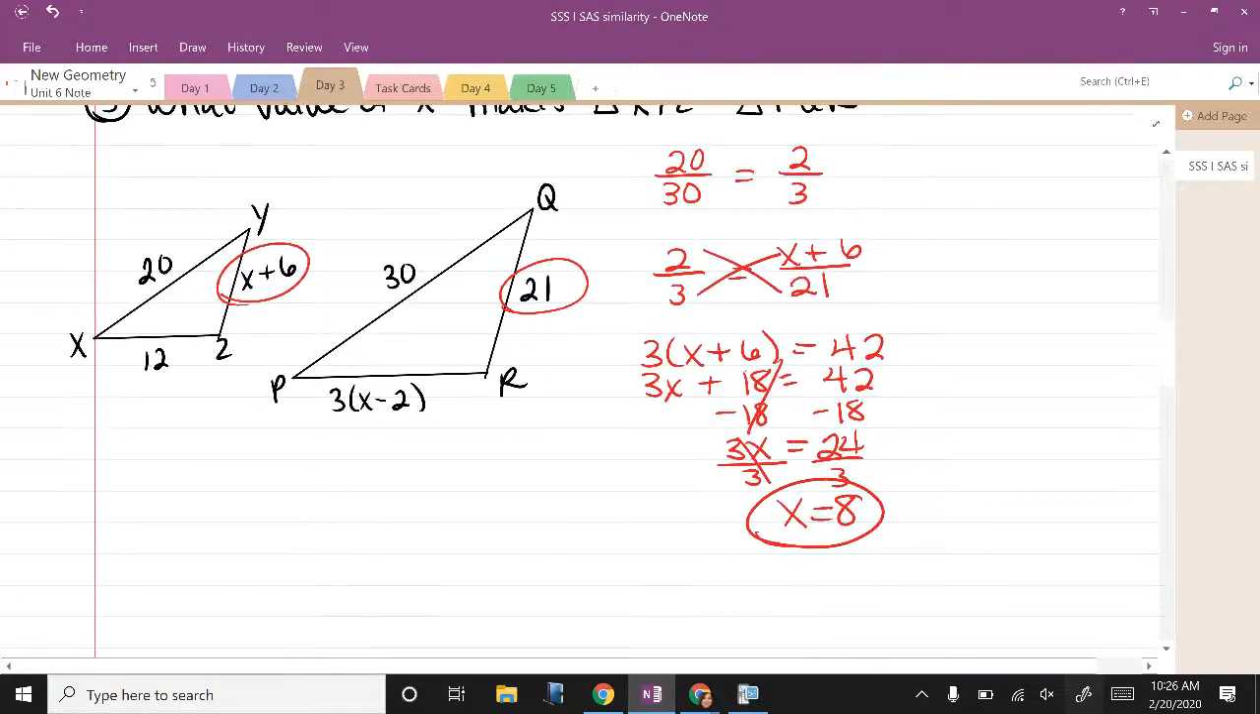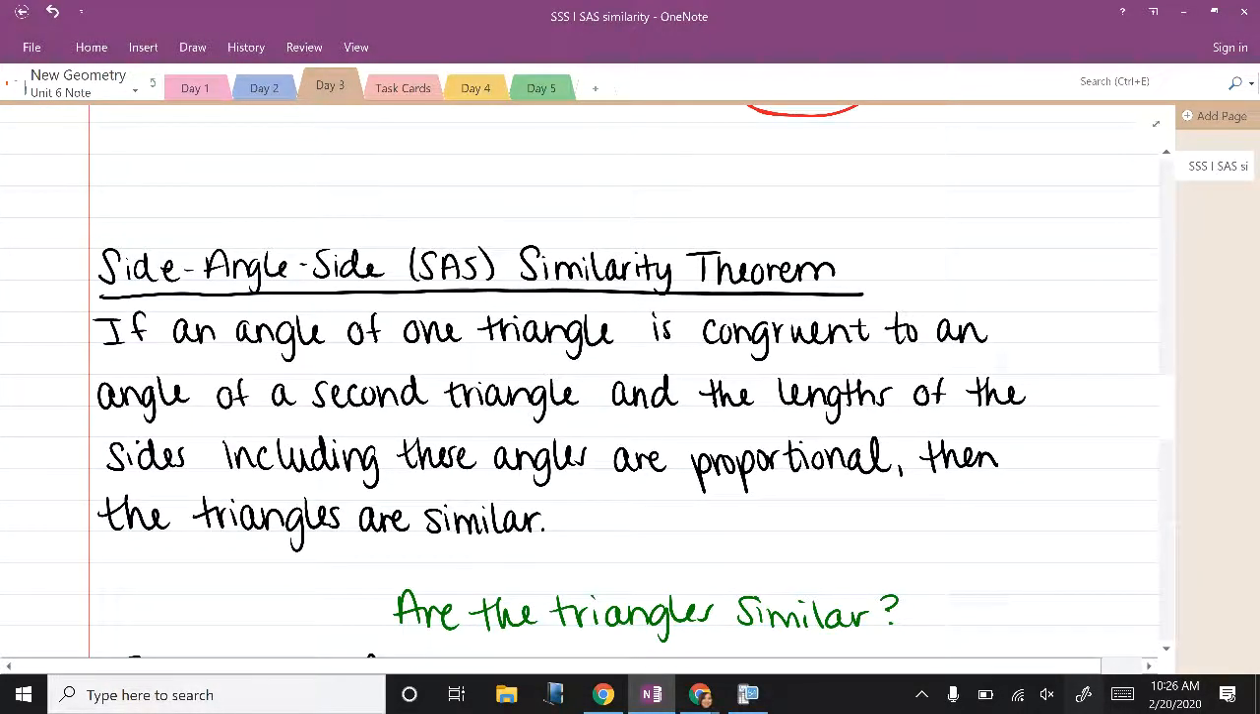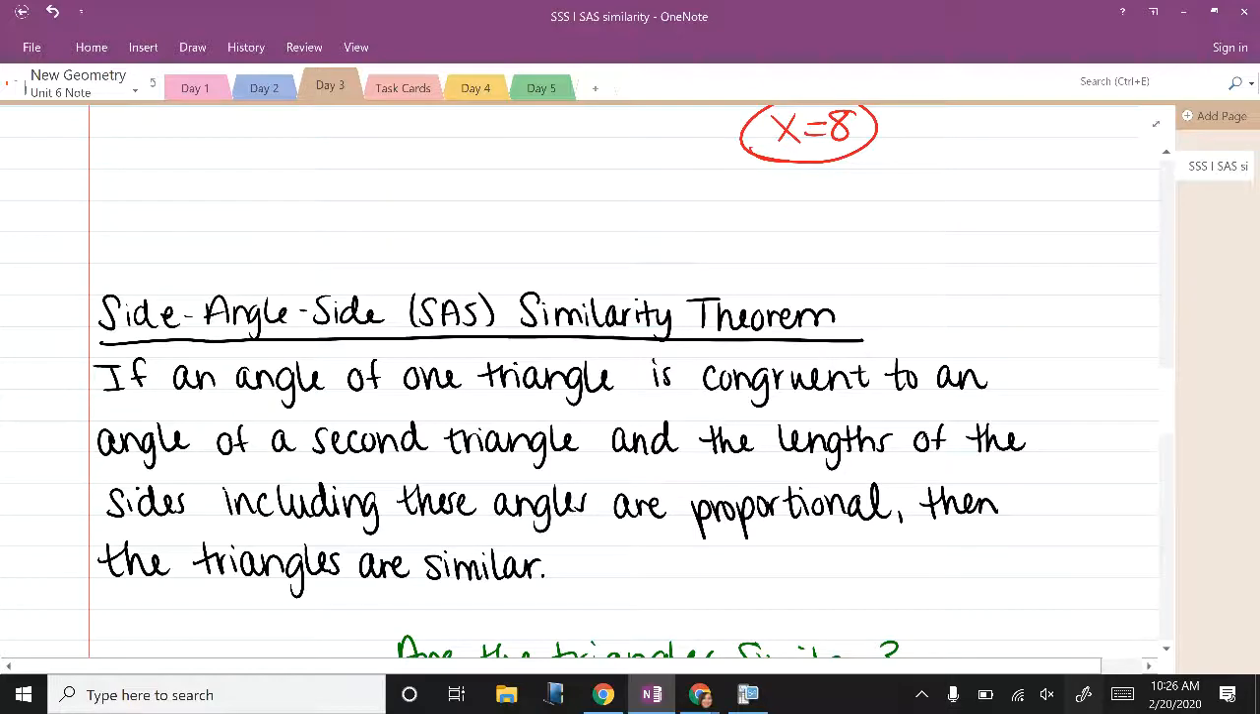So that was side, side, side. All right. So you just have to use that all 3 sides are proportional for side, side, side. All right, the last one is the side angle side similarity theorem. Side angle side similarity theorem. There you go. So y'all copy this one down. This is our last one.